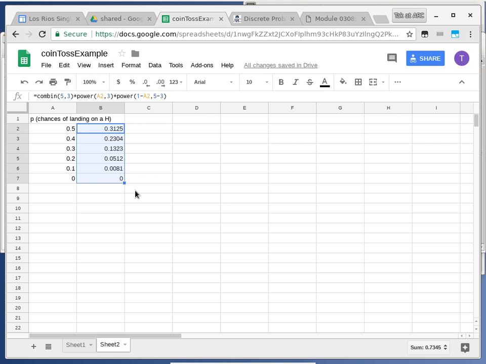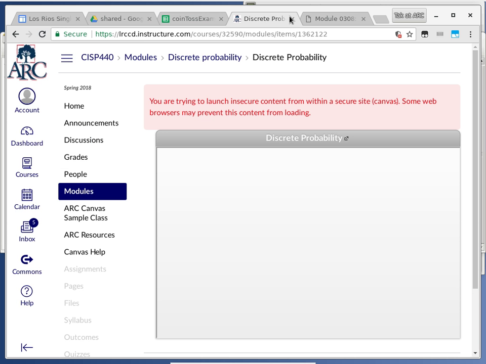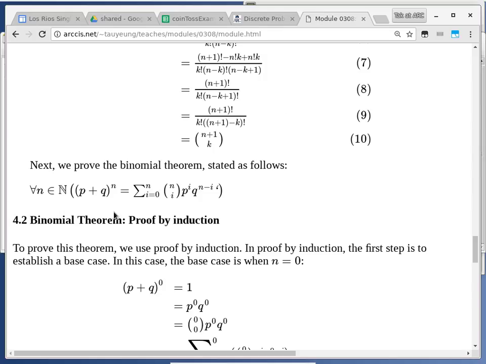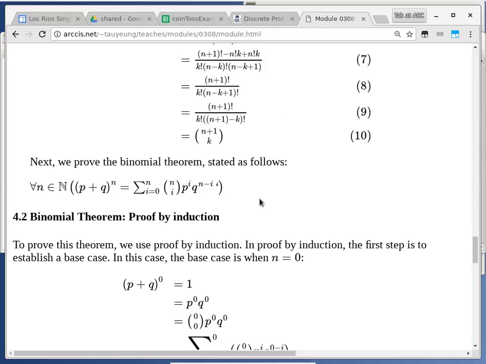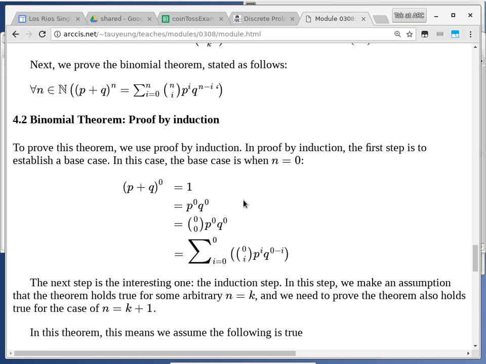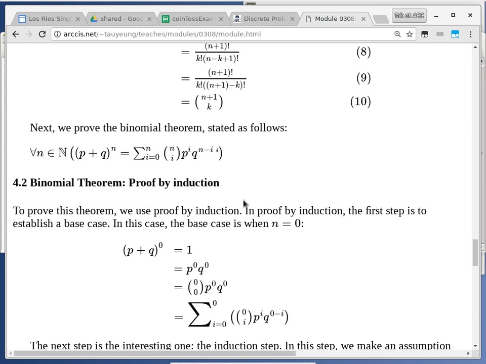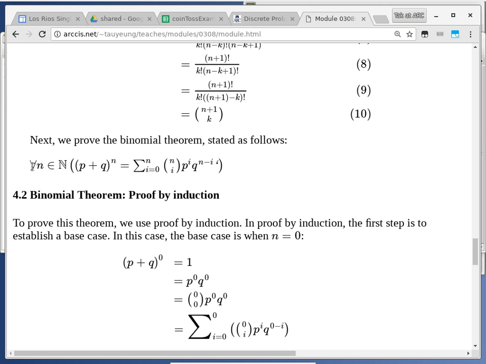So getting back to the notes, there's another proof, okay? This is another proof which is called the binomial theorem. So what is the binomial theorem? The binomial theorem is this thing here.